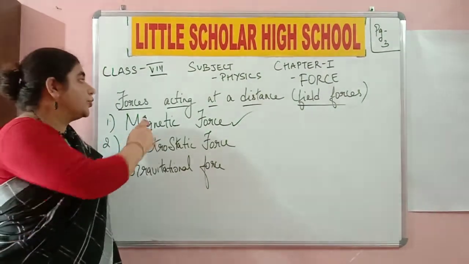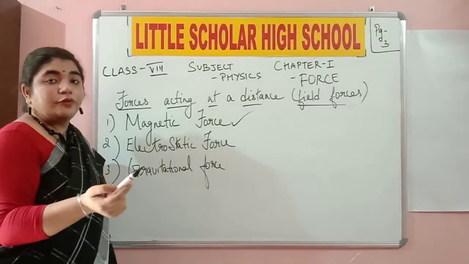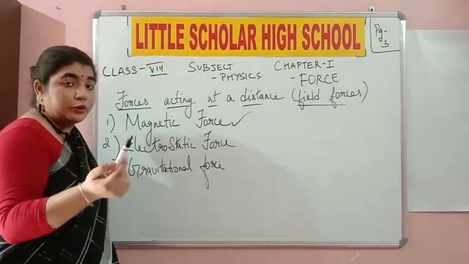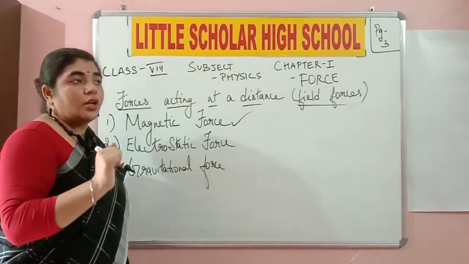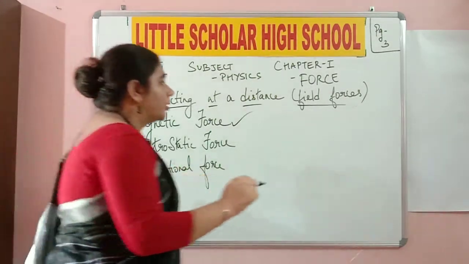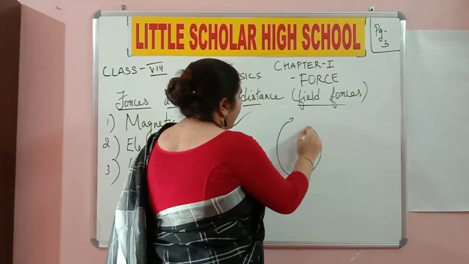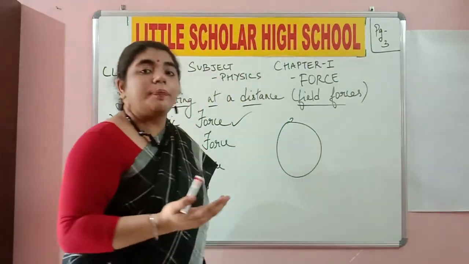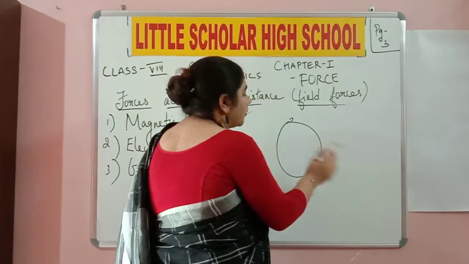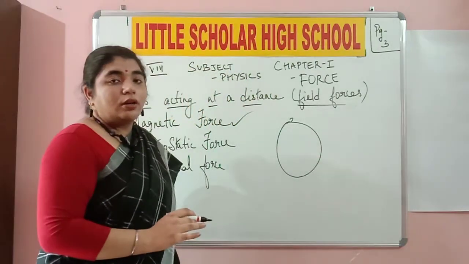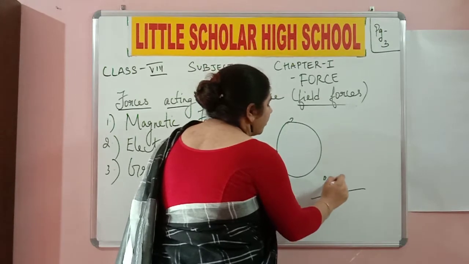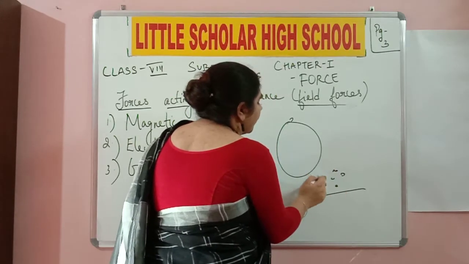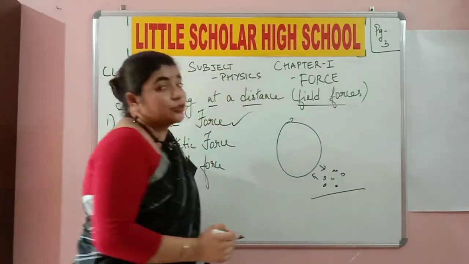So the first kind of field forces that we studied was magnetic force. Hope you're clear with it. The second kind of force that we are going to study is electrostatic force. Here we are going to take a balloon and rub it with a paper. Once you rub the balloon with the paper and bring it near bits of paper, you see that they exert a certain attraction between them.